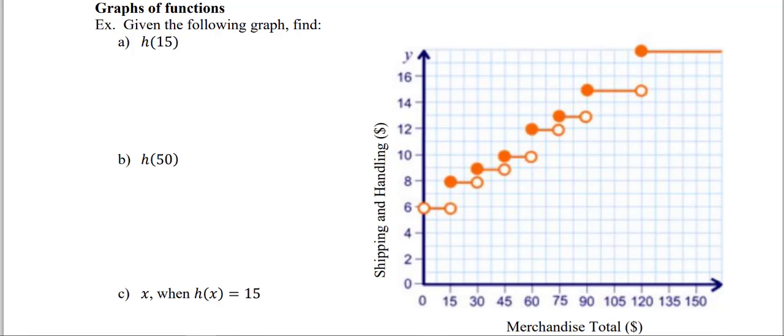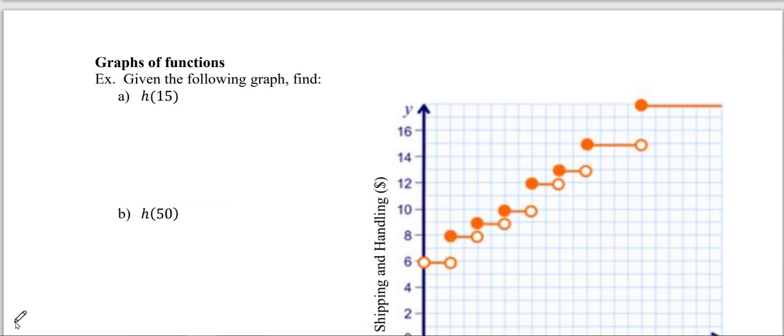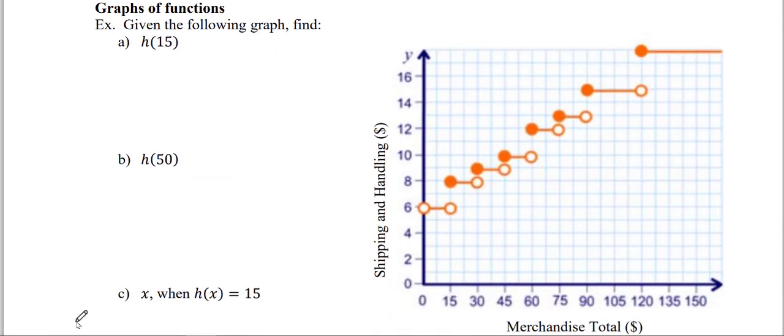Hello, we are back in the Unit 2 notes, looking at graphs of functions. So you should be on page 5 of your notes. Here we have a graph showing merchandise total versus shipping and handling. This is an interesting graph because it has these sort of jumps, right?